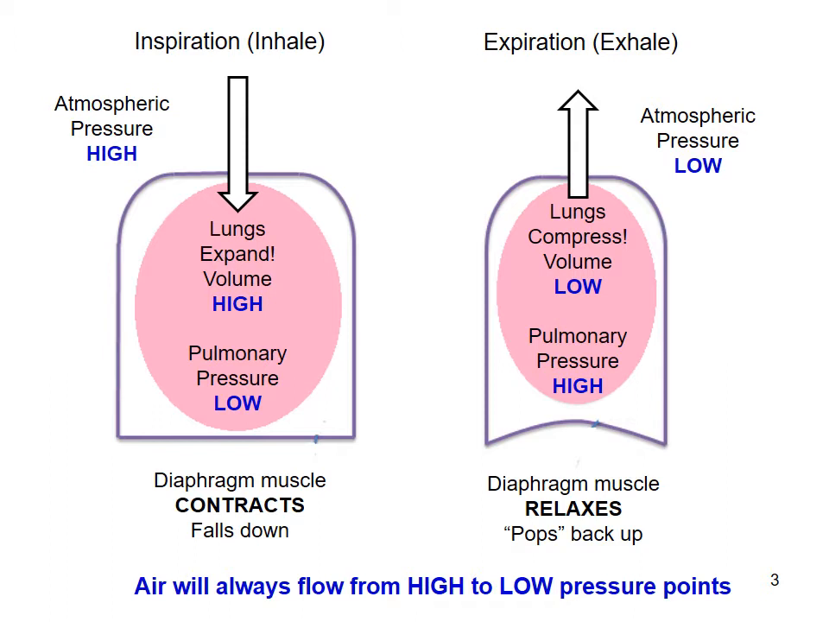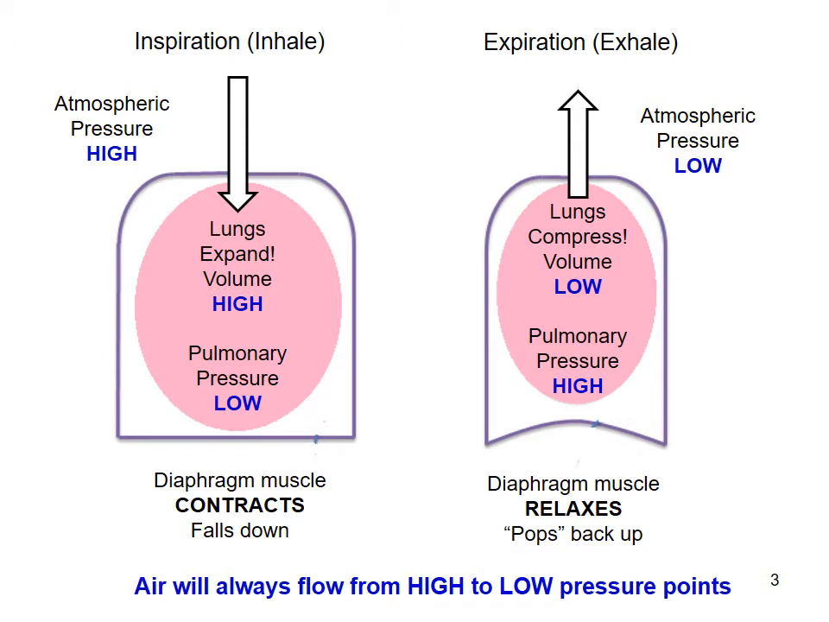So that means that my atmospheric pressure has to be high and my pulmonary pressure has to be low. And to assist me with my pulmonary pressure, you're going to notice that the lungs have expanded. When the diaphragm contracts, it falls down, and when it falls down, it expands the thoracic cavity. And as a result, the lungs that were sitting right on the diaphragm also fall down and they expand.